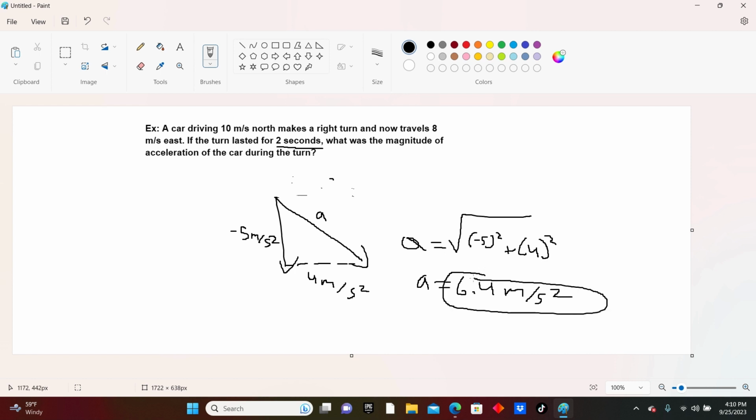So this is our answer: 6.4 meters per second squared. Okay, let's move on to a projectile motion question now, and this will be our last question.